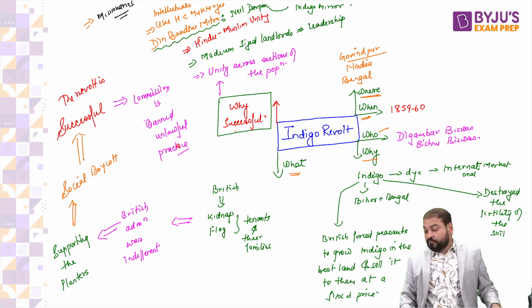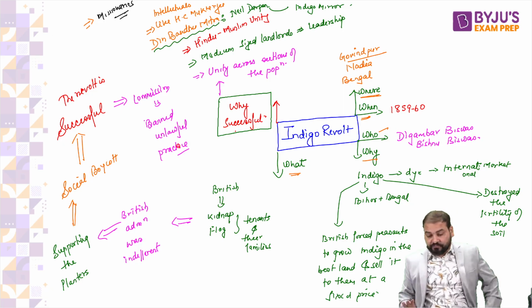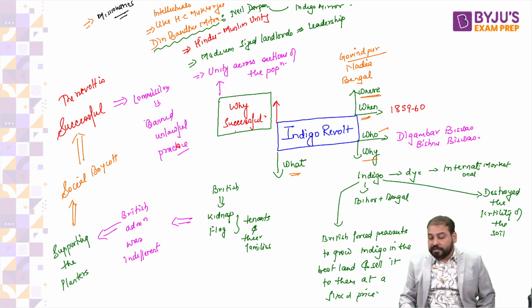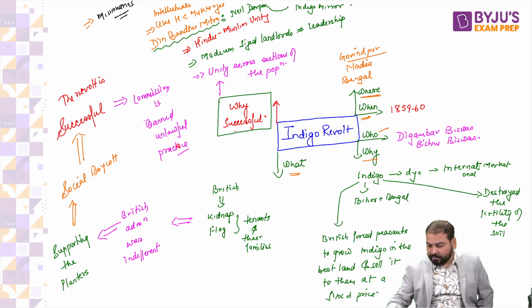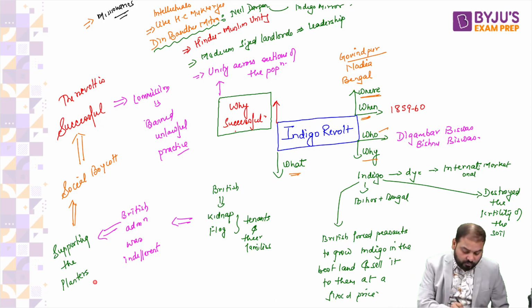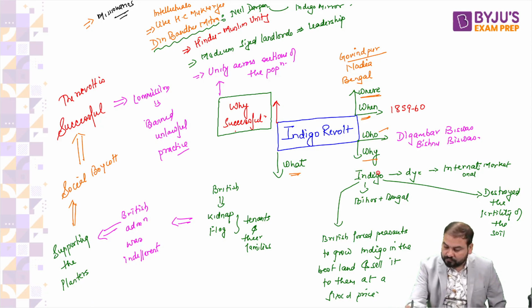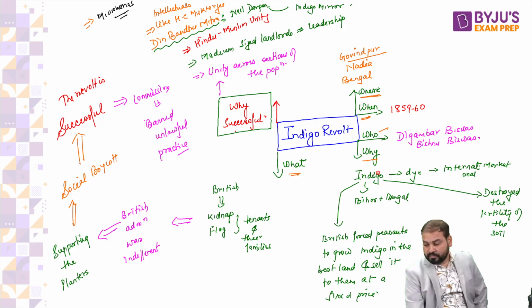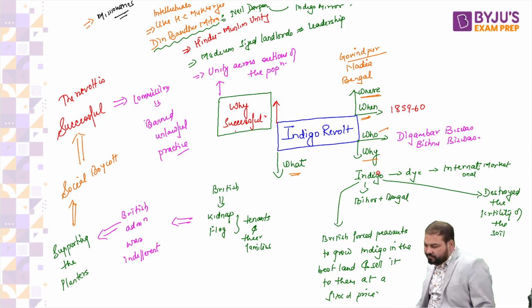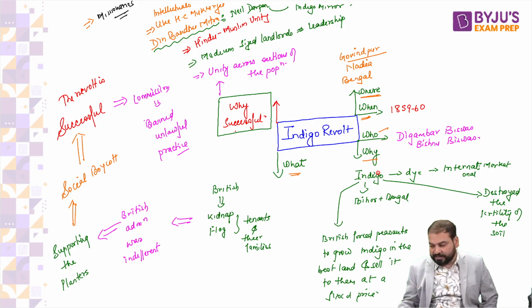Teen Katia is not here. We will study that later. Is the Indigo revolt clear? And is the note clear? Don't go for any other source. This note is more than enough. Think about this. Any doubt? That will happen later, not right now.